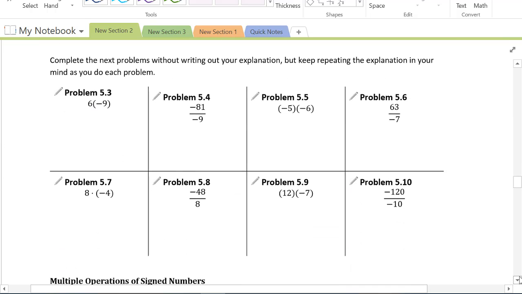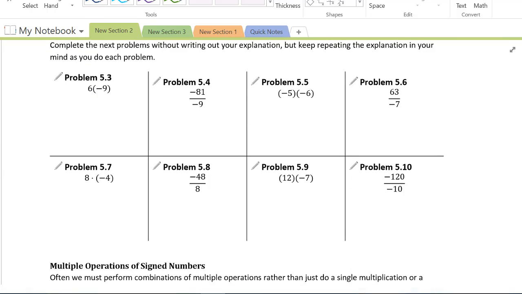All right, let's do all of these here. So here we have 6 times 9, which is 54. Signs are different, right? Positive, negative, signs are different, so it's negative. The next one, we have negative 81 divided by negative 9, that's 9, but the signs are the same. They're both negatives, so it's a positive 9. Next one, we have negative 5 times negative 6, which is 30, but they're the same signs, right? They're both negative, signs are the same, so it's positive.